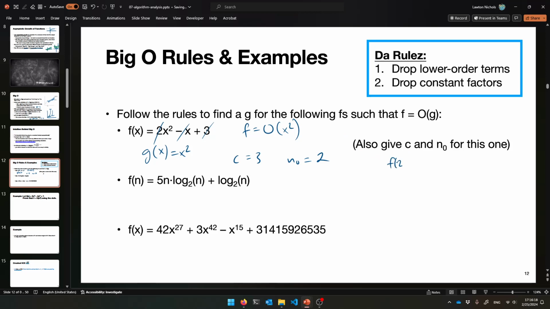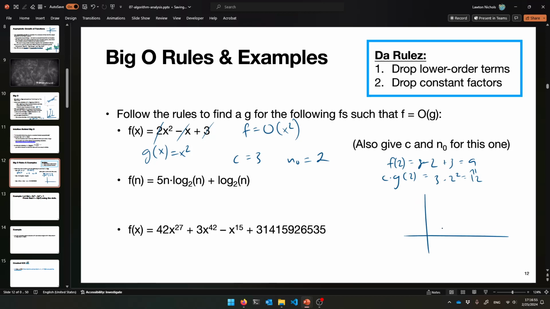And you can write that out. You can prove it to yourself: f of 2, what's that? It's equal to 8 minus 2 plus 3, so that's 9. And then c times g of 2 is going to be equal to 3 times our x squared, which is 2 squared, which is 4. So that's equal to 12, and 9 is bounded by it. Beautiful. It's greater than or equal to. So that's essentially what it means to be big O.